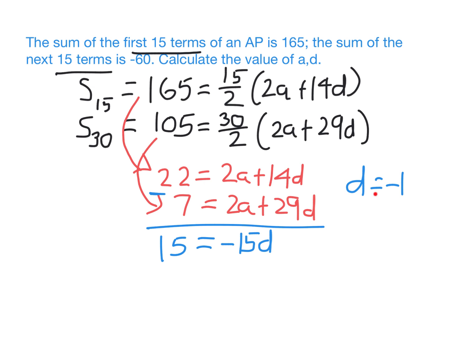So to find a, I simply substitute this into either equation. It doesn't matter which one. If I substitute it into this one here, I simply have 22 equals 2a minus 14. So adding 14 to both sides and dividing by 2, I get a is equal to 18. So this is the sequence 18, 17, 16, and so on.